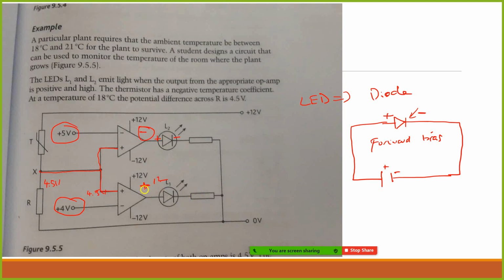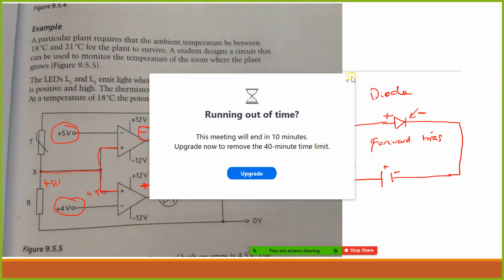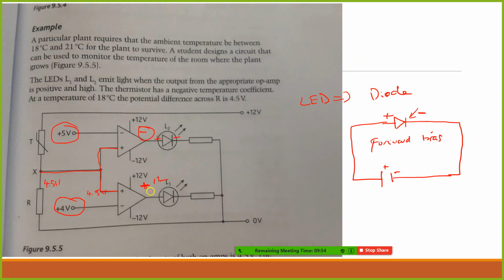Now, when I look back at this scenario, the only LED that will light up is the one that has the positive going towards the positive side, because remember this side is positive and the output is positive. So this is the LED that will essentially light up because positive and positive are going together. The whole reason why the output is positive is because the input at the non-inverting terminal is greater than that at the inverting terminal. So for that reason, our output becomes positive.